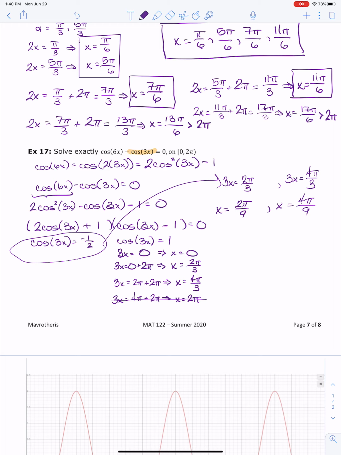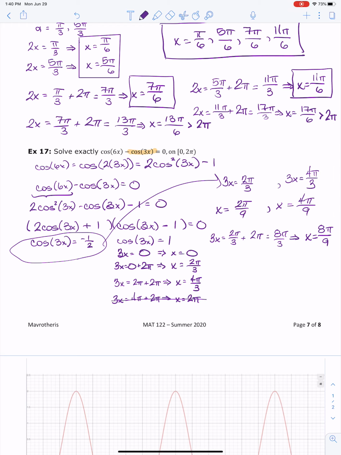But it still feels like I'm using only a little bit of our unit circle. So now I'm going to go back to what we just did. If my 3x equals 2 pi over 3, I can add 2 pi to that. I get 2 pi over 3 plus 6 pi over 3. That gives me 8 pi over 3, which when I divide both sides by 3, I get x equals 8 pi over 9.